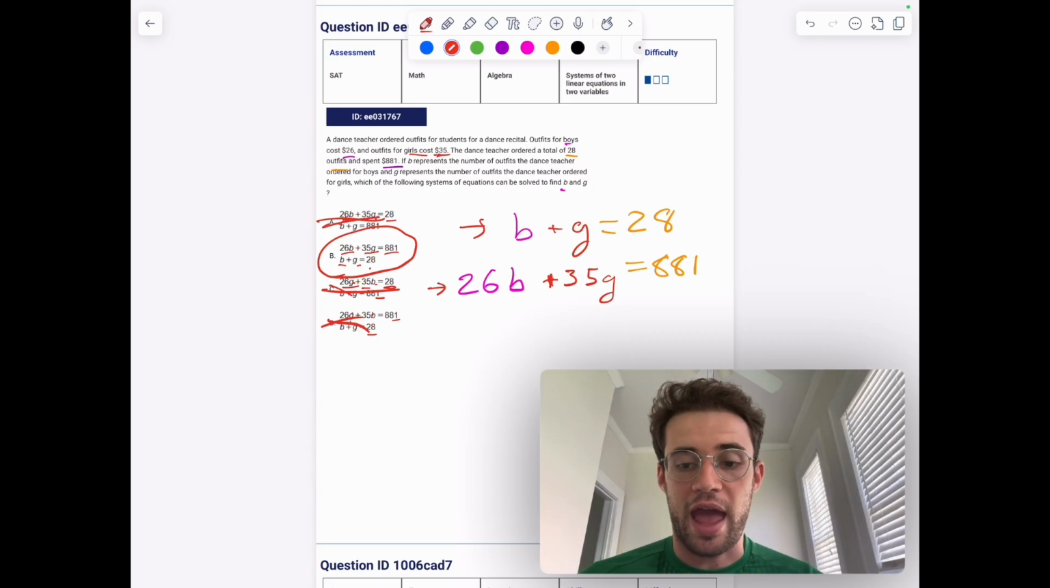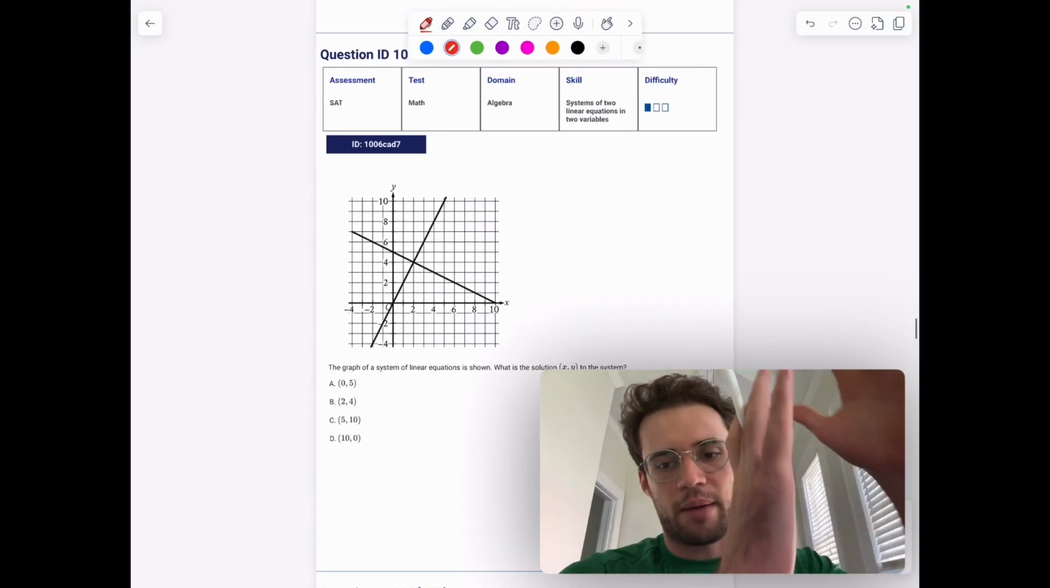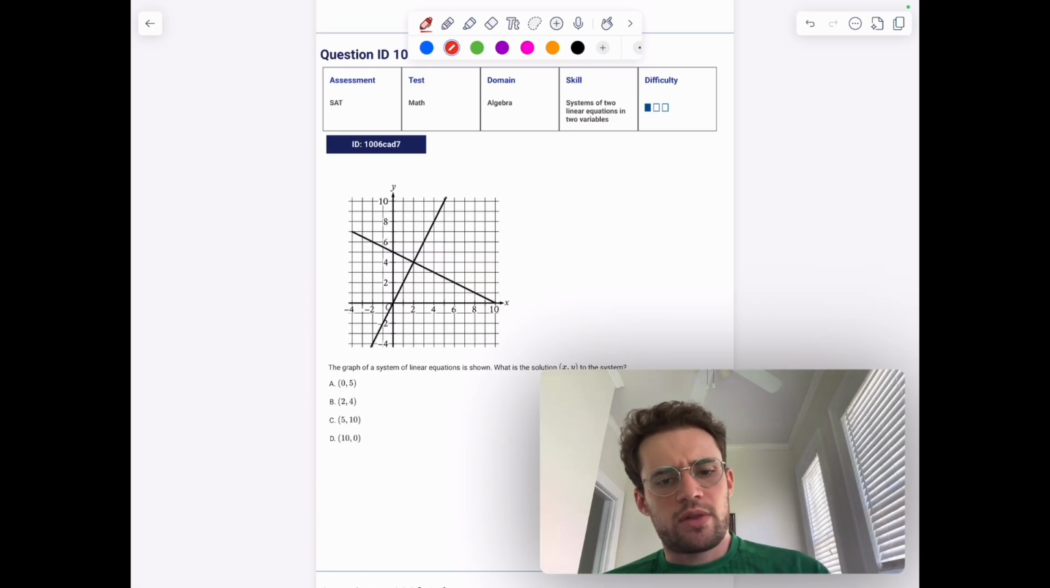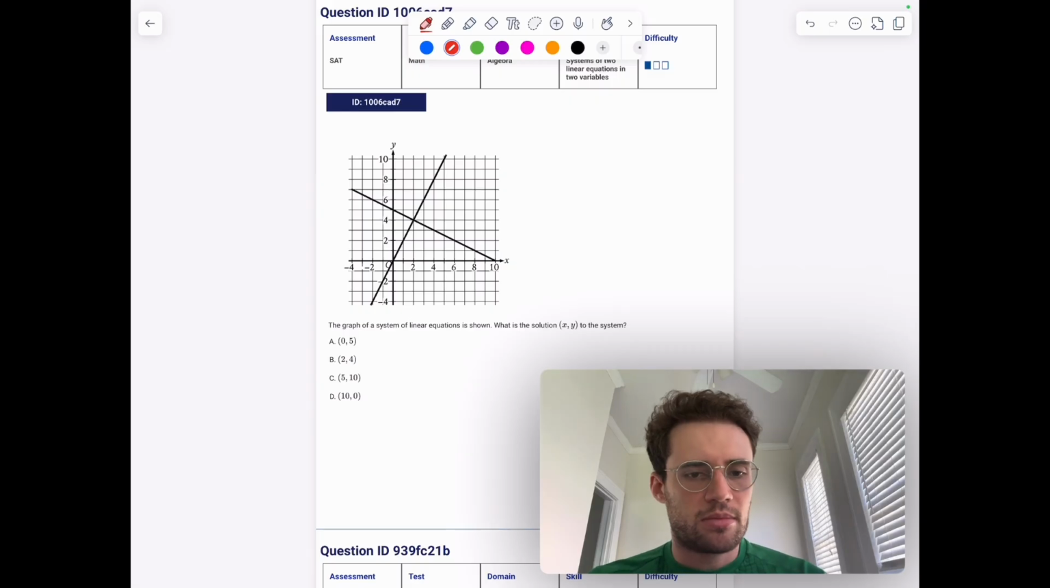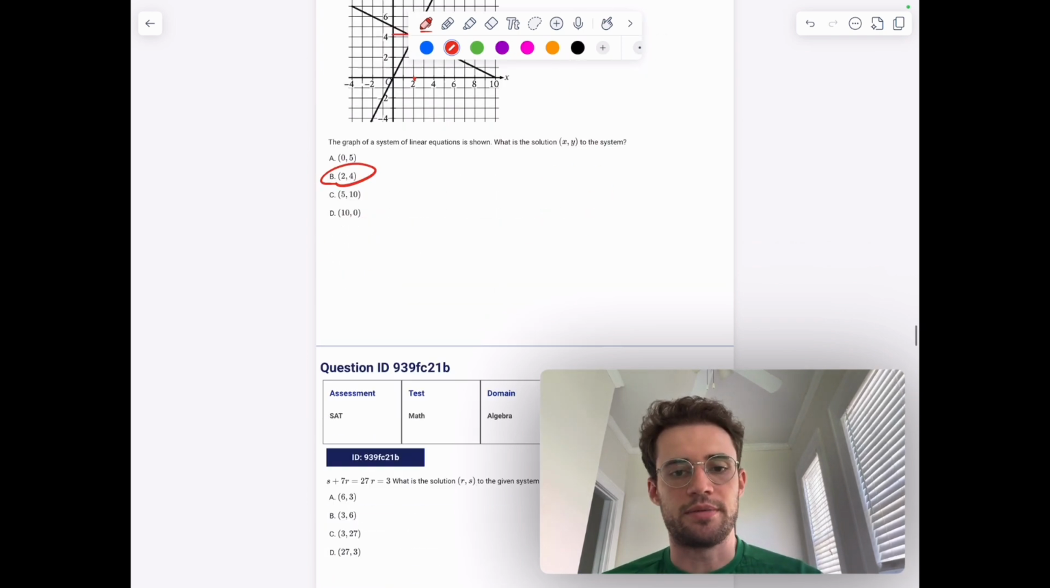Finally, they had one where A was not the correct answer, so maybe they didn't make as many mistakes as they thought. They just happened to be concentrated at the top. The graph of a system of linear equations is shown. What is the solution x comma y to the system? All right, well, the solution is just where these two lines cross, where they intersect, which is 2 over and 4 up. So we write that as 2 comma 4. That is choice B.